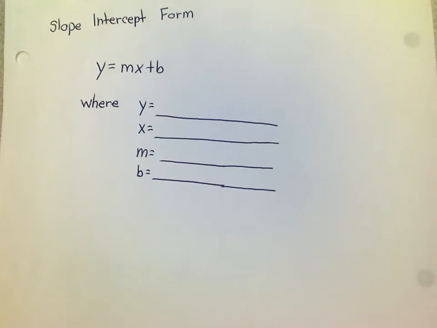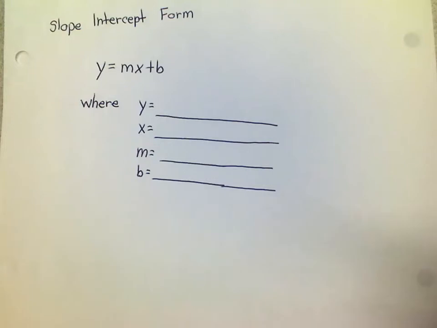Hello, and I want to welcome you to a discussion on slope-intercept form. We're going to dissect what the formula is. We're going to take some lines written in the ax plus by equals c form and write them in slope-intercept form. We're going to talk about parallel lines and perpendicular lines as well.